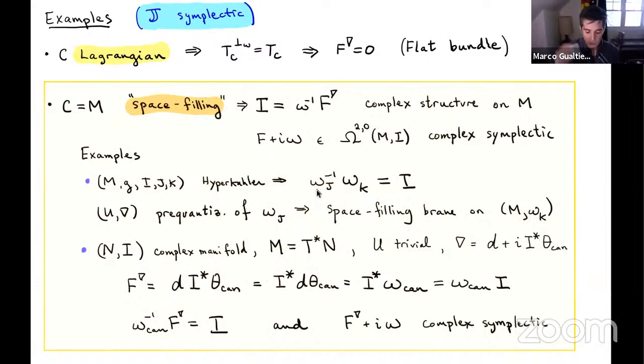Anyway, another example, which we're going to see again before. This one's an important example, but a very simple one. Suppose that we take a complex manifold to start with, and then we take its real cotangent bundle. The real cotangent bundle is, of course, symplectic. It has a canonical symplectic structure.